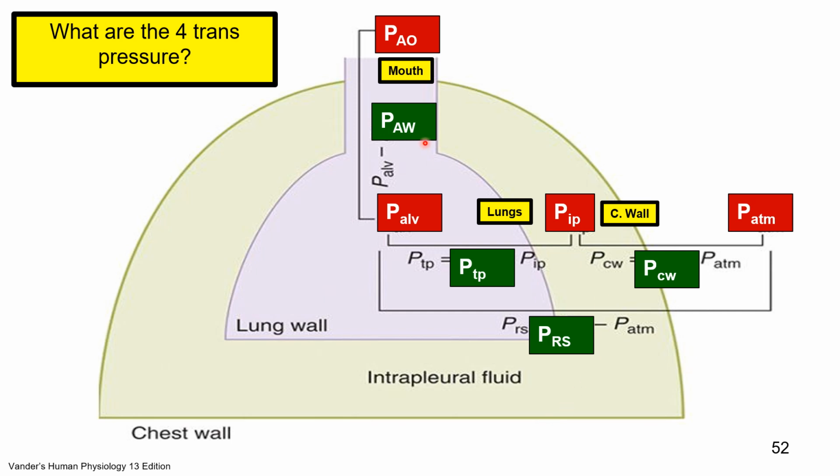So the trans airway pressure is the difference between the airway opening and the alveolar pressure. The transpulmonary pressure, the trans lung pressure, is the difference between the alveolar pressure and the intrapleural pressure. The trans chest wall pressure is the difference between the intrapleural pressure and the atmospheric pressure, while the trans respiratory system pressure is the difference between the alveolar pressure and the atmospheric pressure.